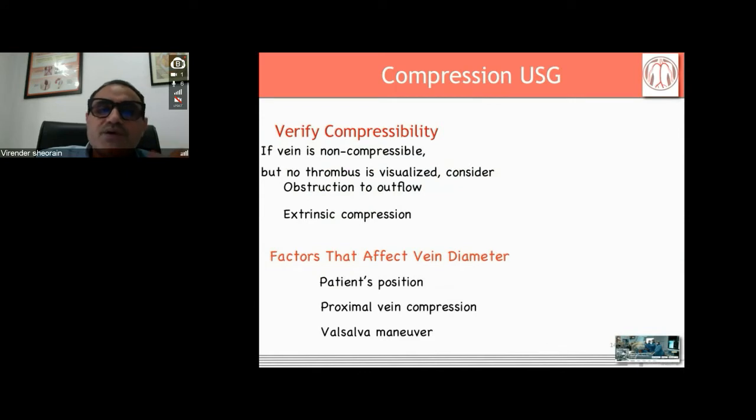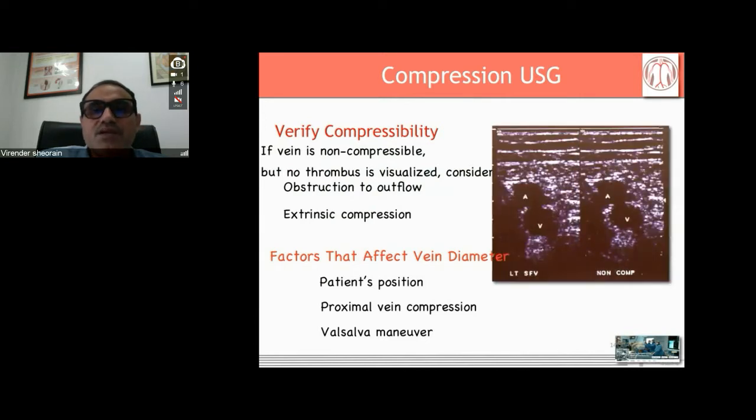So factors that affect vein diameter are definitely patient position. If he or she is standing with a lot of pressure, the diameter goes up. The temperature of your room, the jelly which you are using, everything plays a role. Proximal vein compression will distend your vein, and the Valsalva maneuver. These are all important factors to be noted before labeling a pathology.